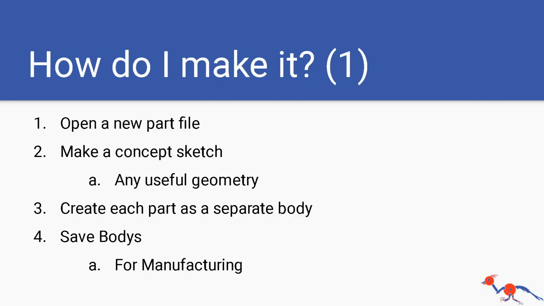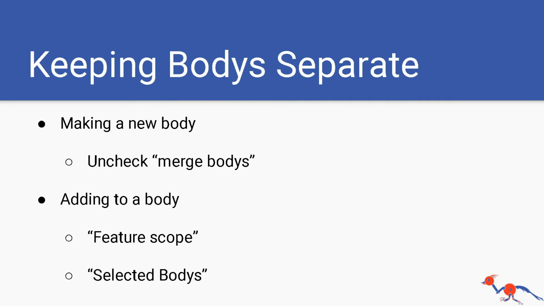So how do we make it? You open a new part file and make a concept sketch with any useful geometry in it. You create each part as a separate body, and then you save the bodies, and that's mainly for manufacturing. To keep the bodies separate, when making a new body you want to uncheck merge bodies. For adding to bodies, you want to have merge bodies checked, and you also want to go under feature scope, hit selected bodies, and select the bodies you wish to change.